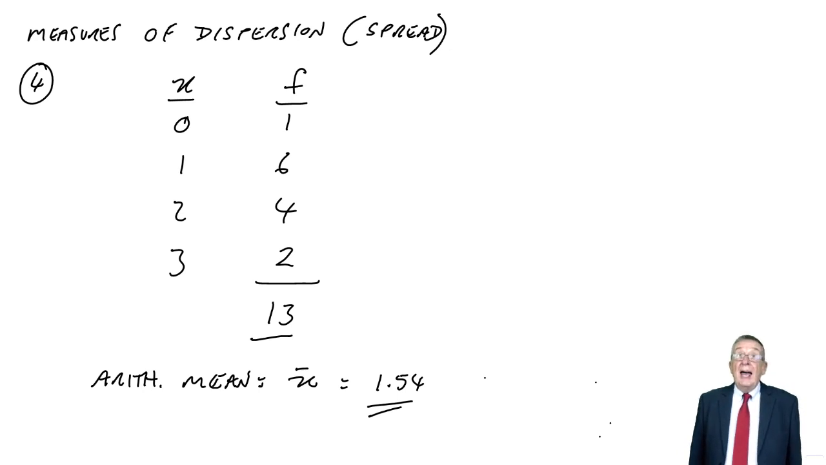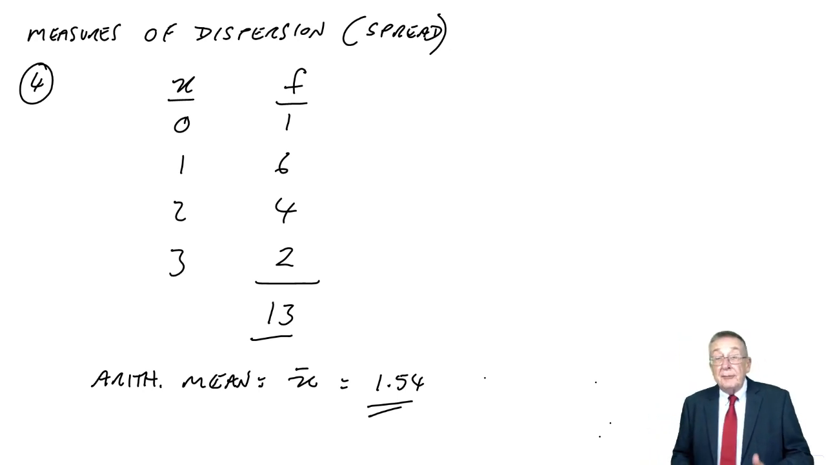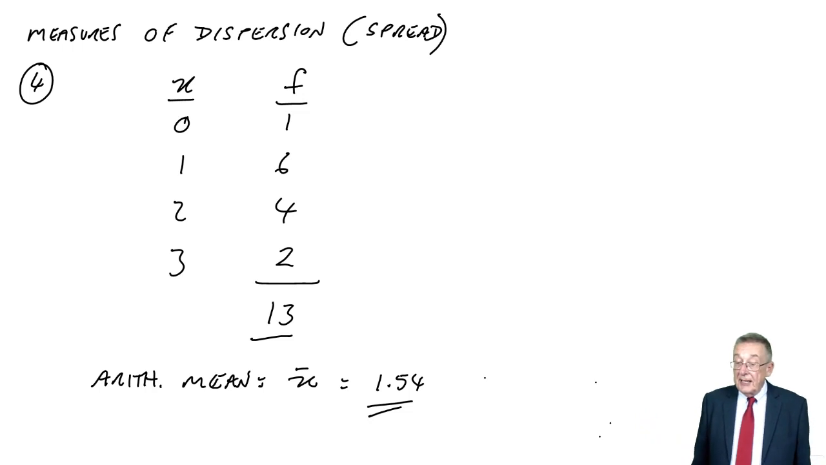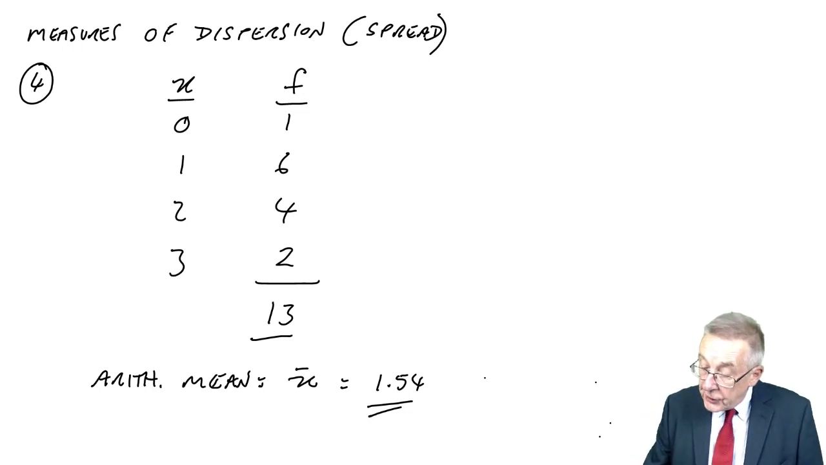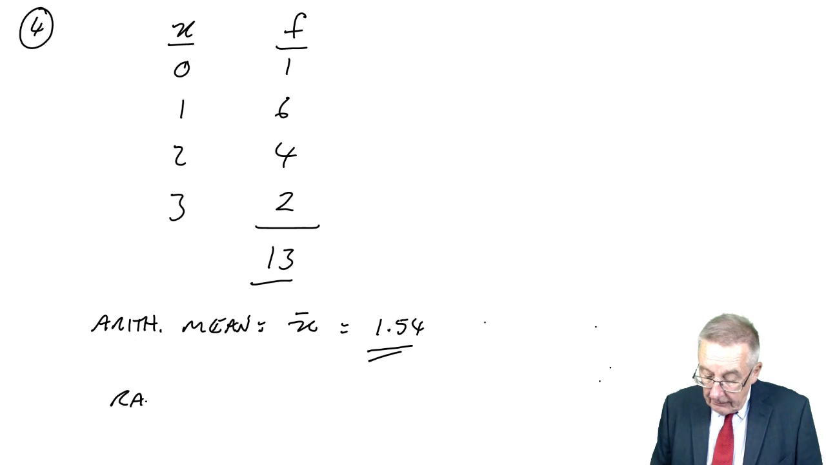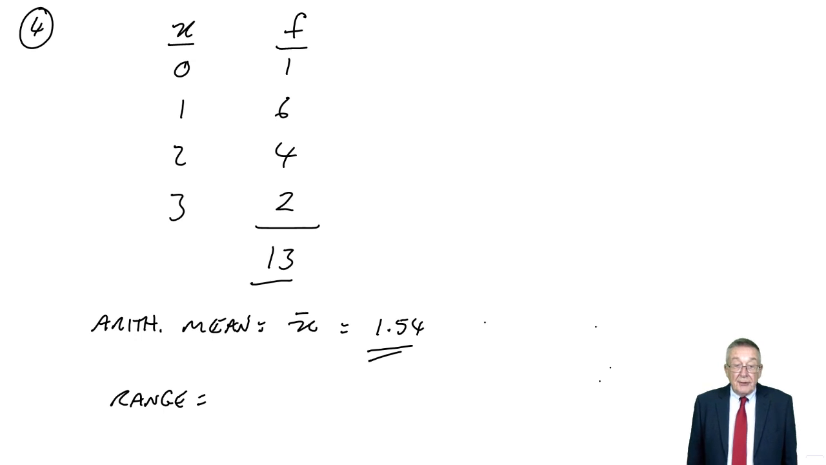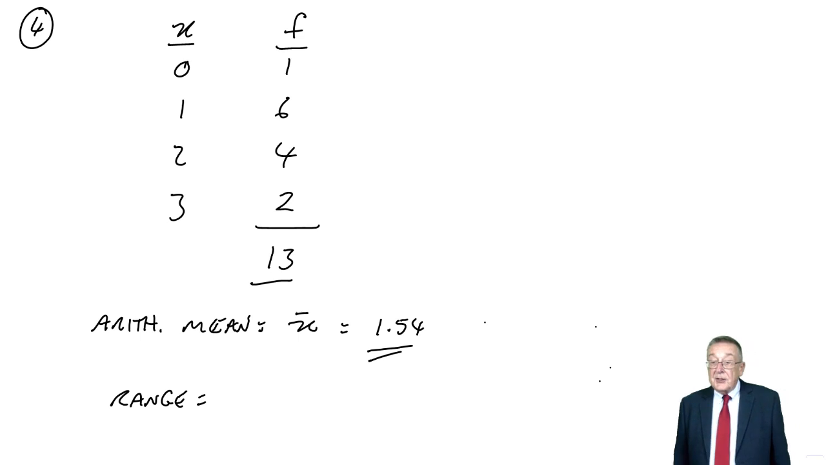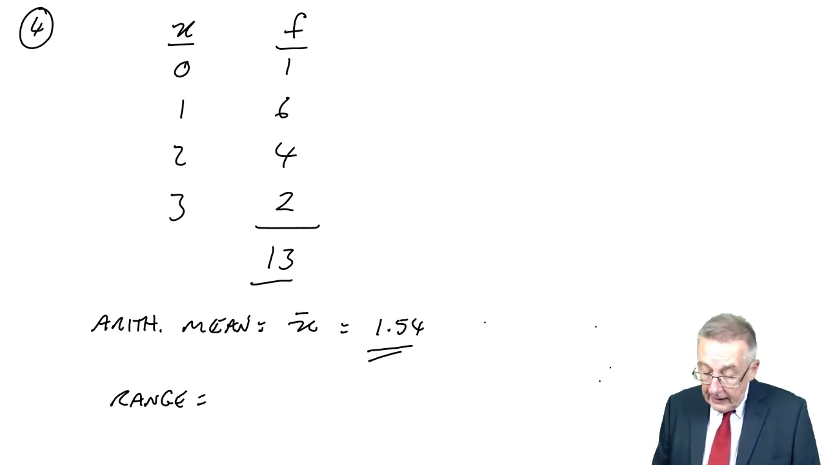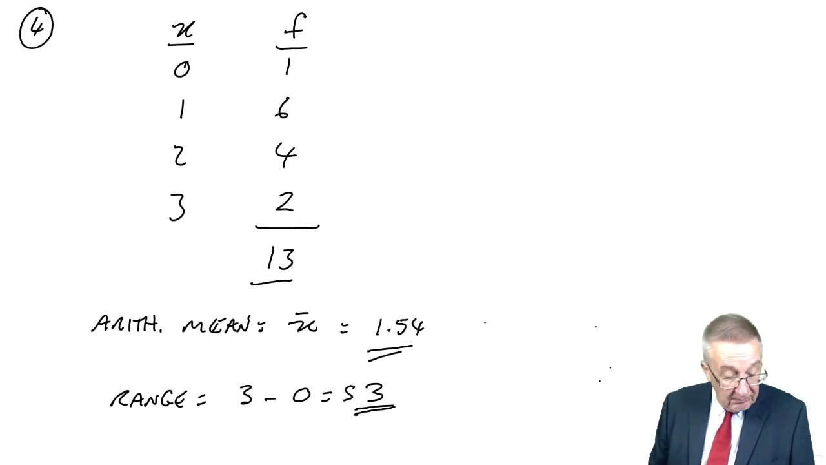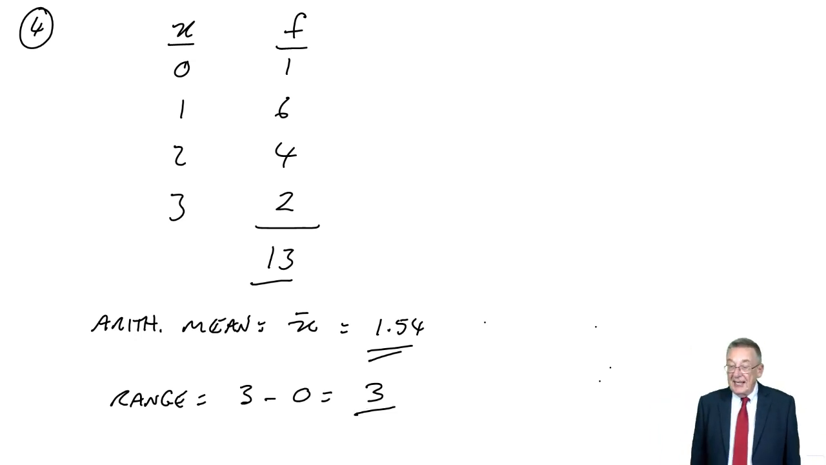Well, we want a measure of how, although the average is 1.54, how big is the spread within the sample? Well, the range is the easiest of all and always the easiest. It's simply the difference between the highest and lowest of the observations. So here, the highest observation was 3, the lowest was 0, so the range is 3. So that's all nice and easy, it's always easy.